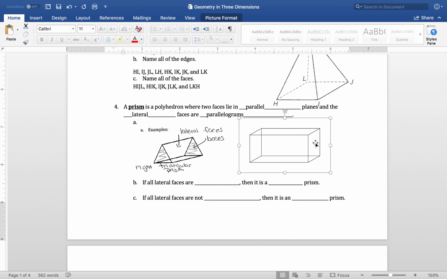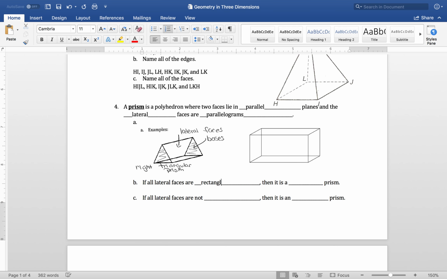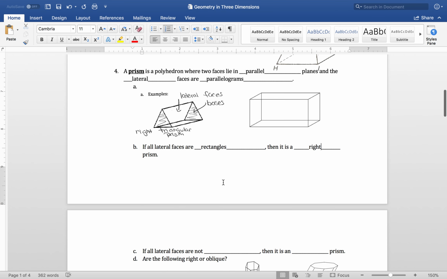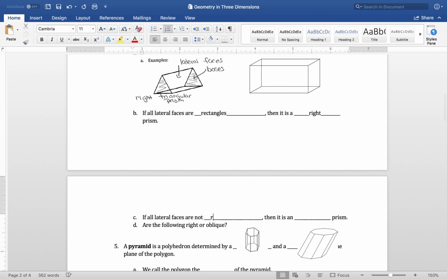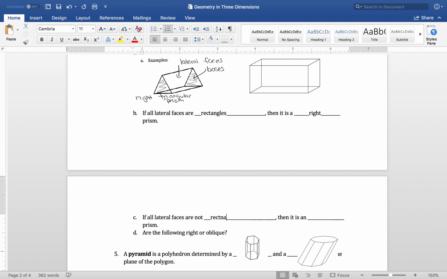Over here, I've got another prism. This one, I've got my lateral faces going around, and my bases are either squares or rectangles, and we're going to call this a rectangular prism. Now, these prisms can be right or oblique. That's why I have the right here. So if all those lateral faces, the middle ones, are rectangles, then we say it is a right prism. If the lateral faces are not rectangles, then we say it is oblique.